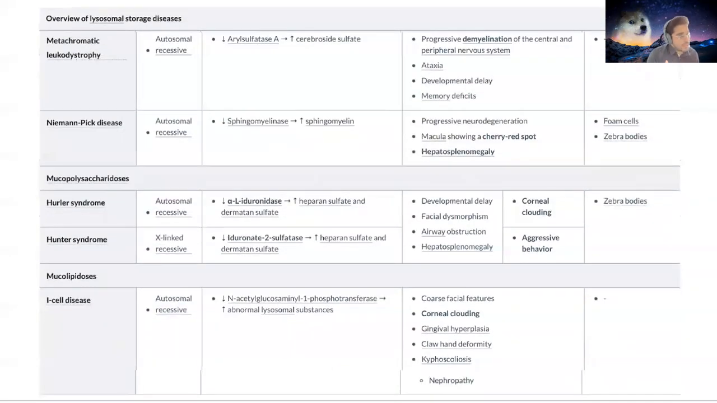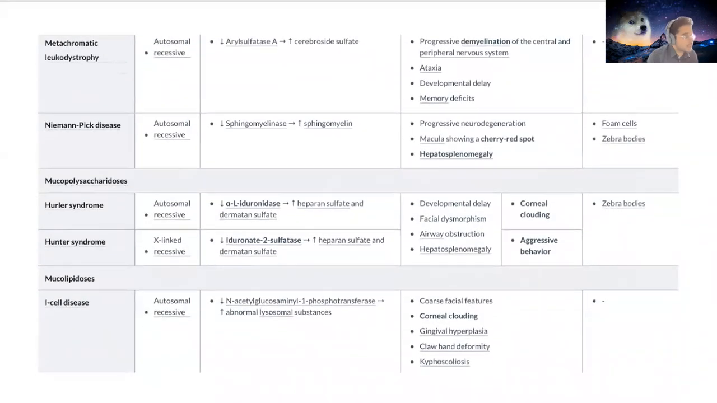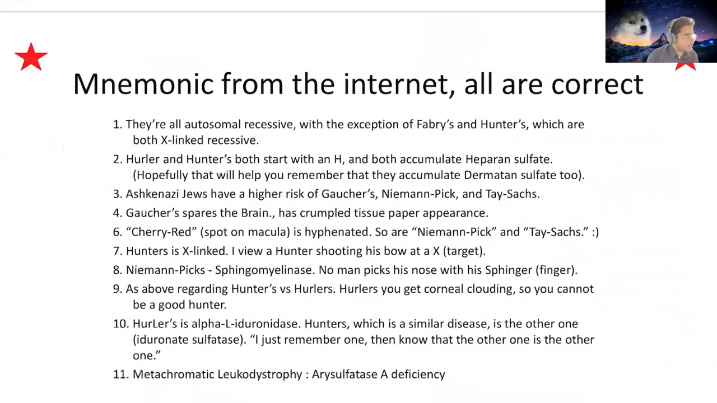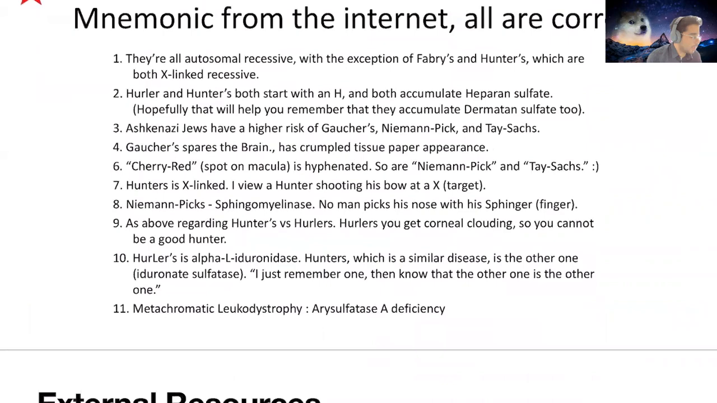I threw in a nice table from AMBOSS that covers all of the buzzwords and all of the lysosomal diseases that you guys have gone over, in terms of what will accumulate and what will remain normal, as well as the inheritance pattern, buzzwords, etc. As always, I threw in Dr. May's little table of mnemonics from the internet. I thought it was helpful, but I personally had my own little mnemonics to remember things.